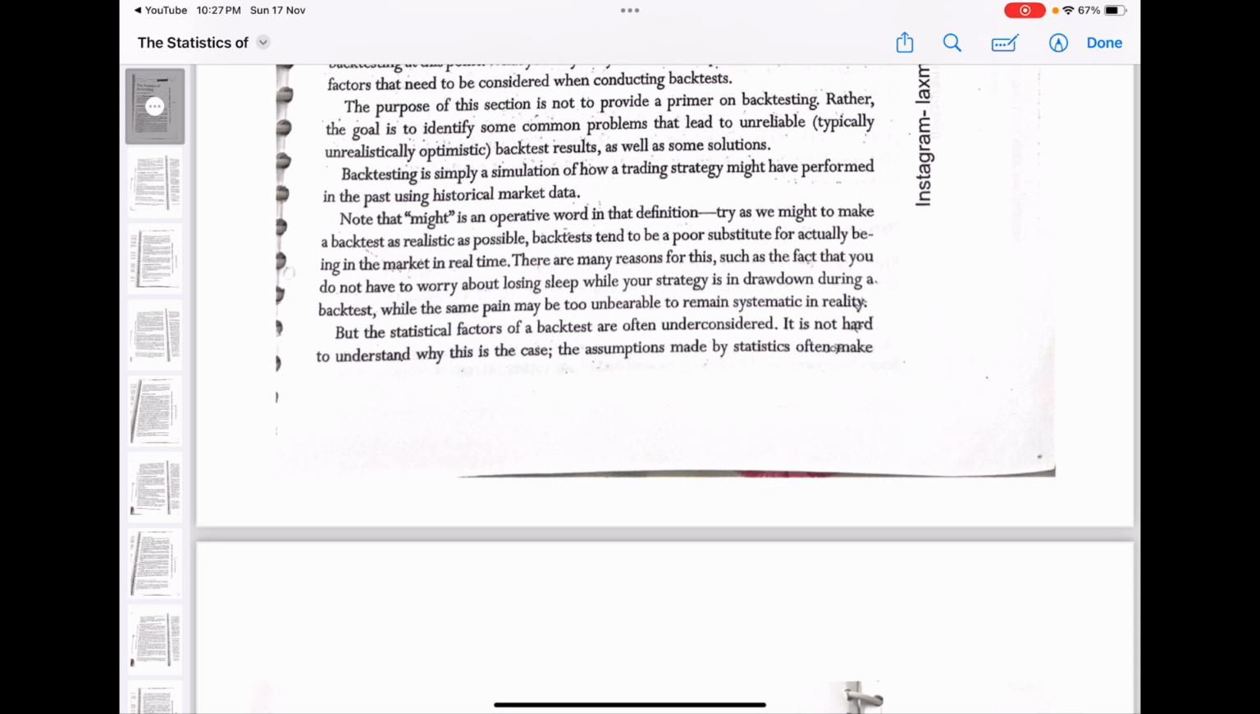Try as we might to make a backtest as realistic as possible, backtests tend to be a poor substitute for actually being in the market in real time. So obviously, just because something has worked in the past, it cannot be 100% true that it will work in the future as well. Even though that is all the data we have and we need to use a strategy which has worked in the past, that doesn't guarantee anything, and you need to always keep in mind that no strategy works 100% of the time.